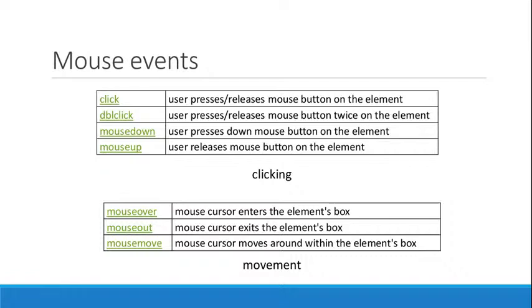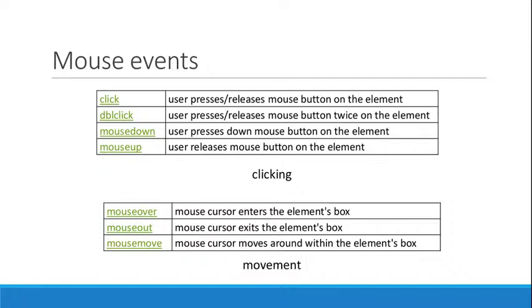So you have a mouse over, and mouse out, that is, moving the cursor out of the element's box. Let's imagine that this is the box that I am mentioning.